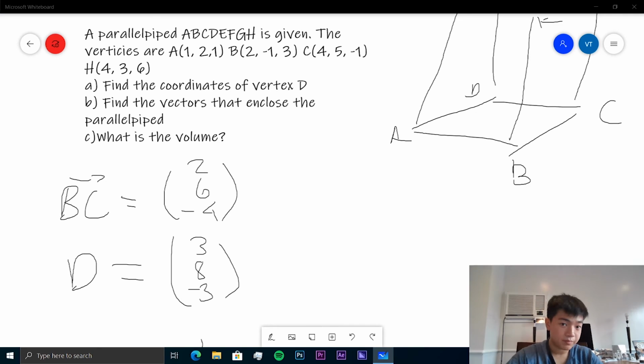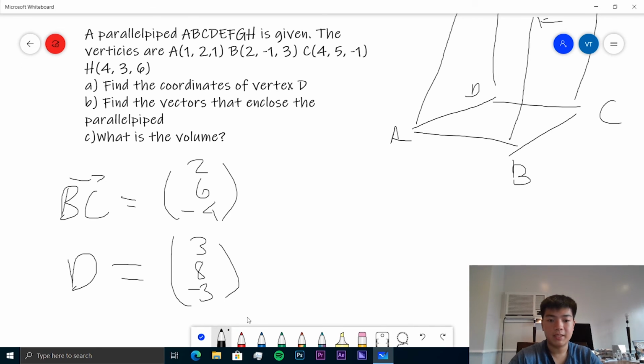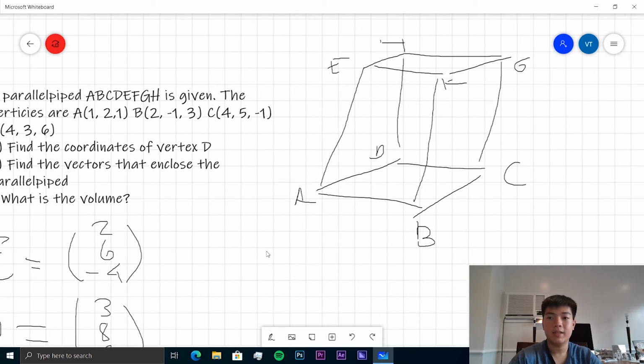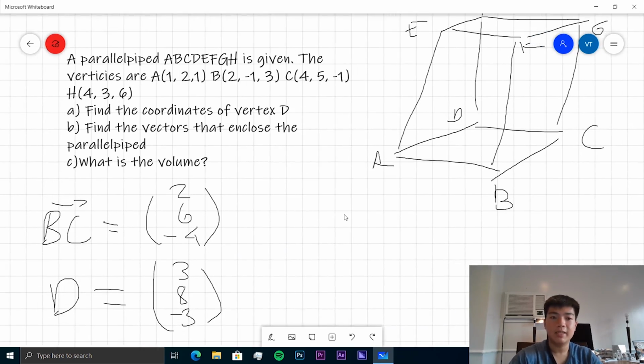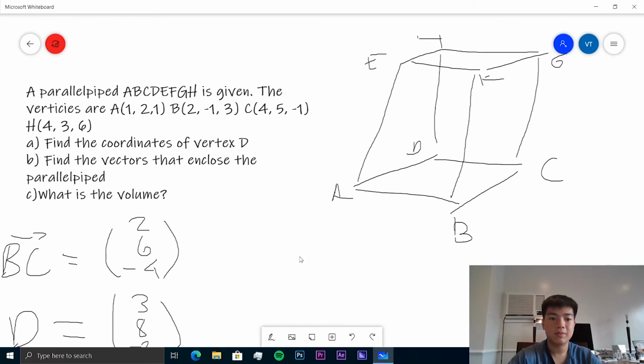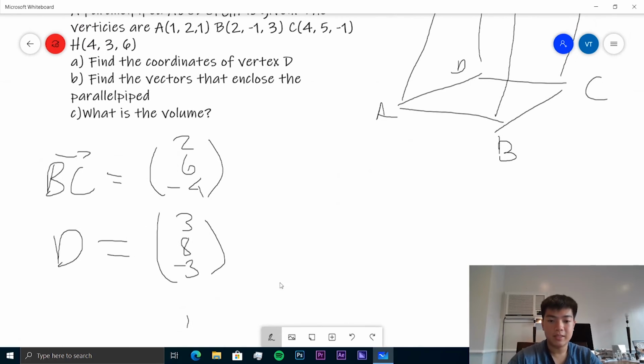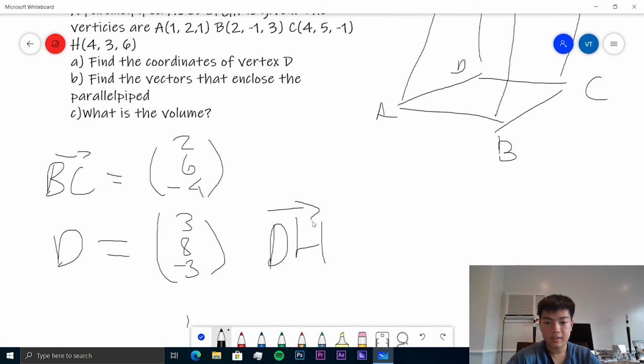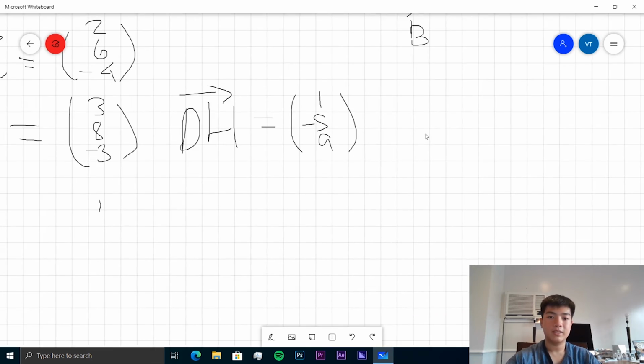And then, so find the rest of them. Okay, so we need to find E, F, and G. And we can simply get the transformation from D to H. So DH is equal to 3 to 4 is 1, 8 to 3 is negative 5, and negative 3 to 6 is 9. And we can apply this to all of vectors A, B, and C.